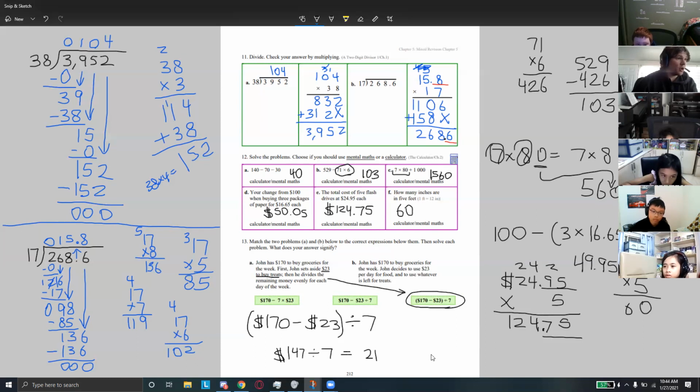Great. Okay, so this is how much we'll have per day. And are we supposed to solve the problem? Then divide each. Yeah, okay. I'll just write this. John will have $21 to spend on food each day.